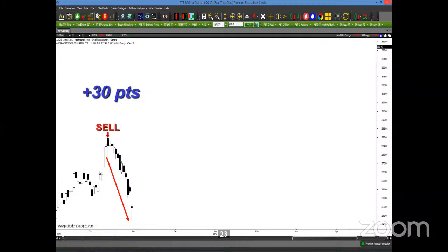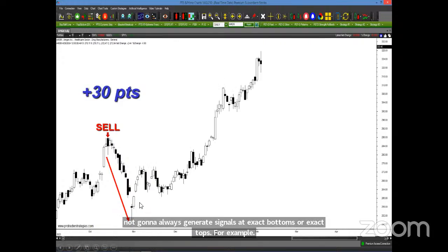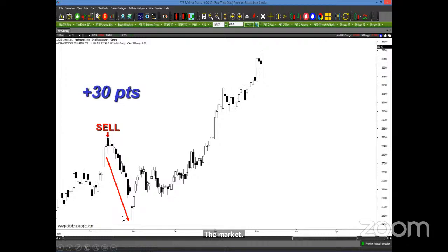Now we look at Amgen here. We see here that a signal was generated right here at this top, and the market quickly fell 30 points. You had 30 points to work with in which to take a profit. Now, remember, the PTR is just based on this indicator and its relationship with itself. So it's not going to always generate signals at exact bottoms or exact tops. For example, the market changed trends right here, but the PTR did not find that relationship, so it did not generate a signal. But regardless, you had 30 points to work with. And I think in our course, we would teach you ways in which to exit to take some profits, or at the very least, you would have broken even.